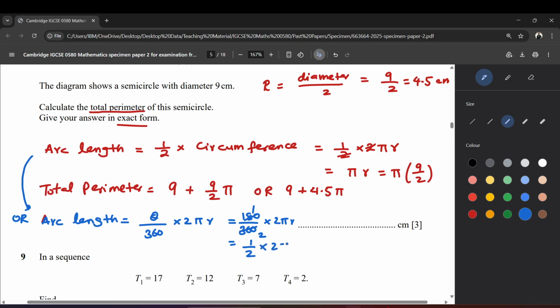So again, you end up with the same formula that I wrote over here, right? So therefore, you'll get the same answer using this method as well.